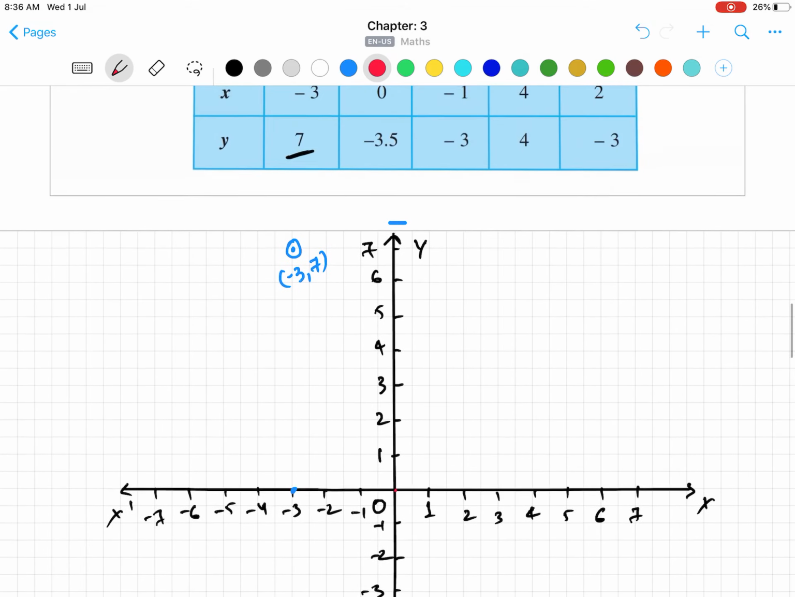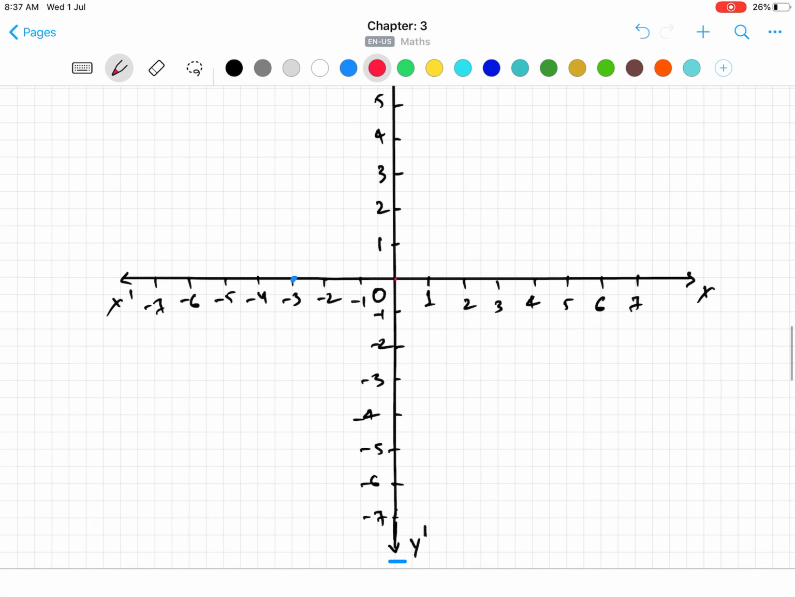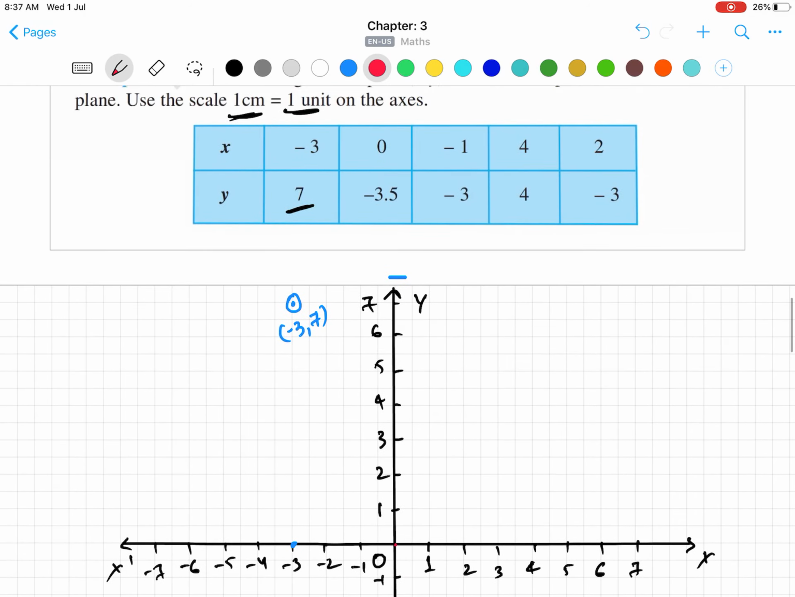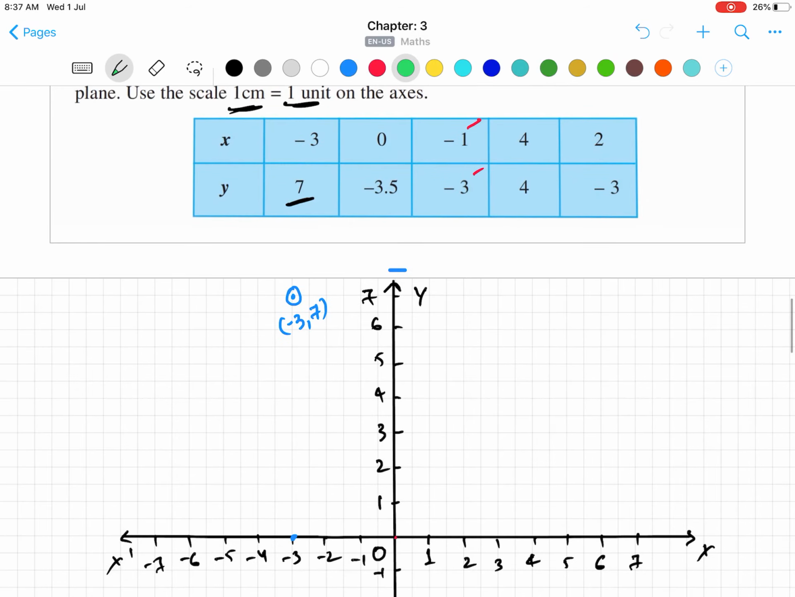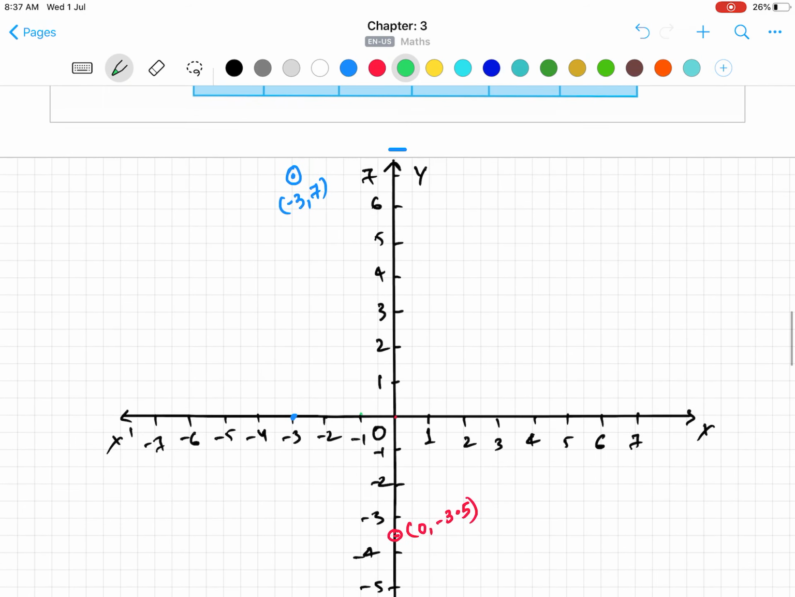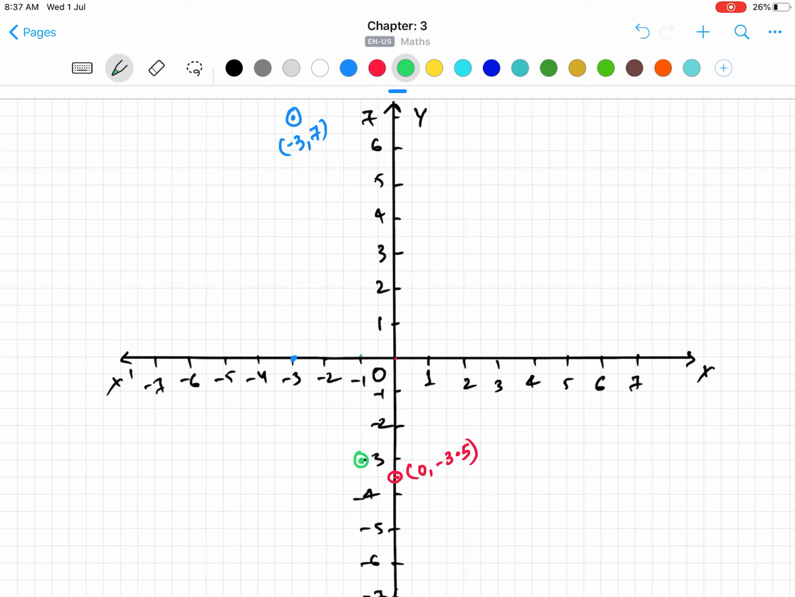Minus, negative value of y is in the downward direction, so we'll go downward. 3.5 will be lying between 3 and 4, so this point will be here. This is our x = 0 and y = -3.5. Okay, now the next point is x = -1 and y = -3. So x = -1 means we'll move in the negative direction of x, and y = -3, so we'll go to the downward side. That point will be here. This is x = -1 and y = -3.